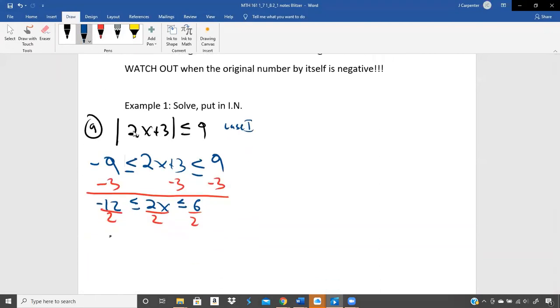Half of 12 is 6, so that's negative 6, less than or equal to x. And then 6 divided by 2 is 3. These don't have to be whole numbers. They can still be fractions, decimals, positive, negative, whatever. So here is the answer in inequality form.